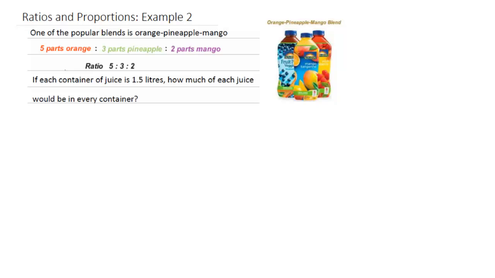In this example, we're going to look at a popular juice blend that is made up of orange, pineapple, and mango juice. This particular recipe uses 5 parts of orange, 3 parts pineapple, and 2 parts mango juice. We can express this as a ratio, 5 to 3 to 2. Looking at this as a whole, we can see that 5 plus 3 plus 2 makes a total of 10 parts.